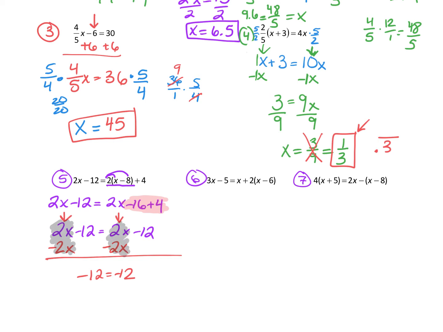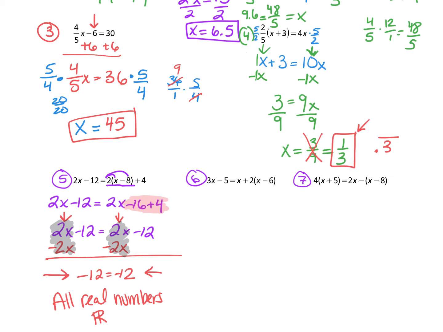So since negative 12 does equal negative 12, we're going to call this all real numbers. Or we can use the symbol that's like this double line R. Either of those are good. And it's all real numbers again because the sides are equal.